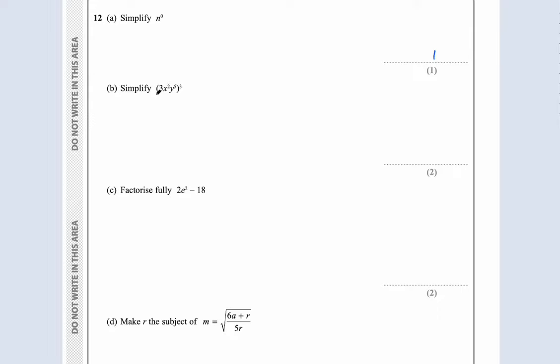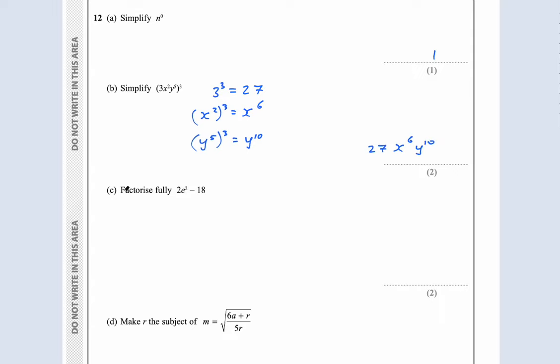Simplify this. So we have to cube everything. So 3 cubed is 27, 3 times 3 times 3. X squared cubed is x to the 6. Multiply the powers. And y to the 5 cubed is y to the 10. So the final answer is 27 x to the 6, y to the 10.